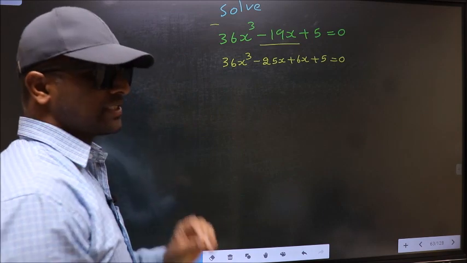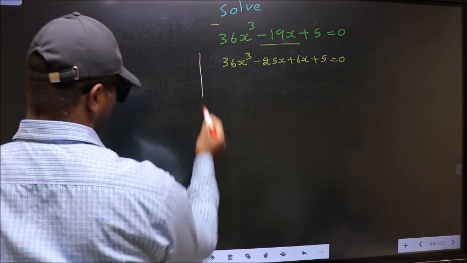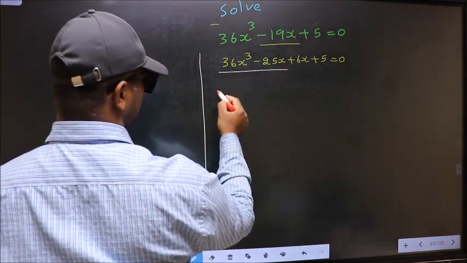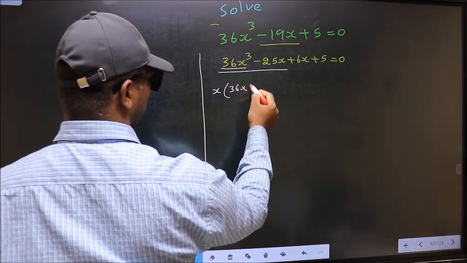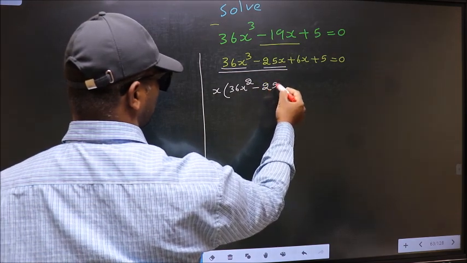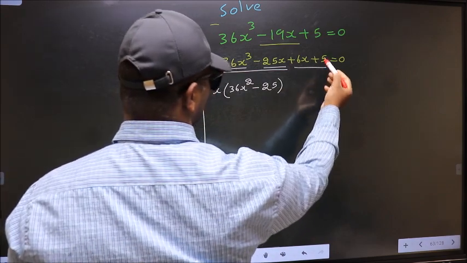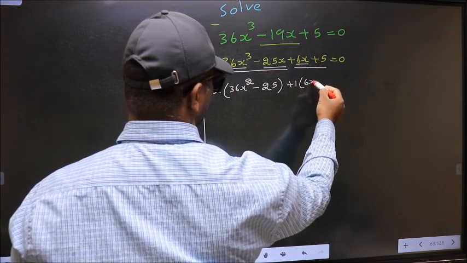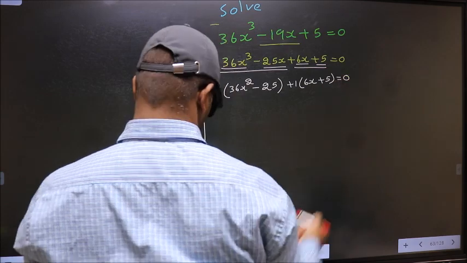This is your step 1. Next, what can be taken out common from these two terms is x. From this x out you get 36x square minus, from this x out you get 25. In the same way, what can be taken out common from these two terms is plus 1. So this as it is, this no change, equal to 0.